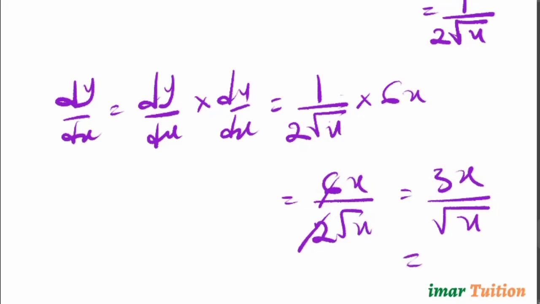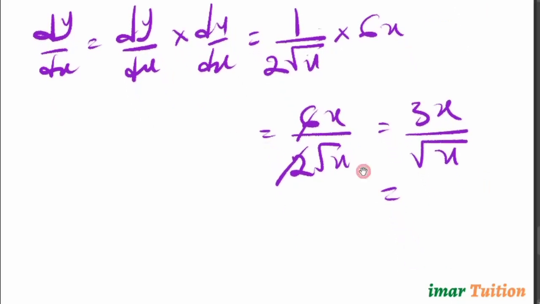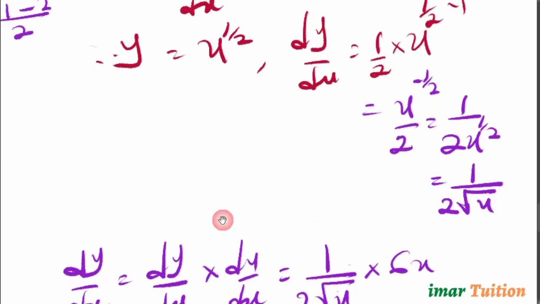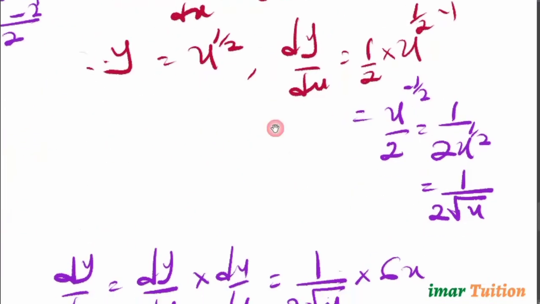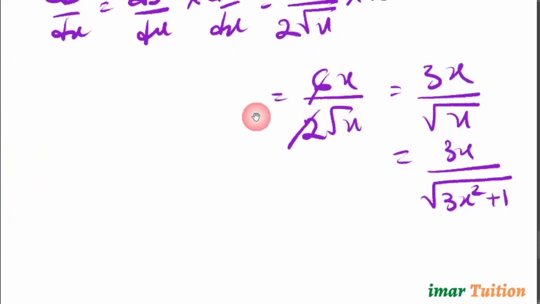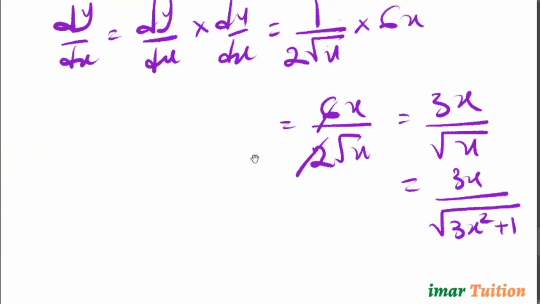And what is u in our opening question? U was equal to 3x² + 1. Remember, u from here, 3x² + 1. So the derivative is 3x divided by the square root of (3x² + 1). This is the derivative of the function using the chain rule, also known as the function of a function rule.